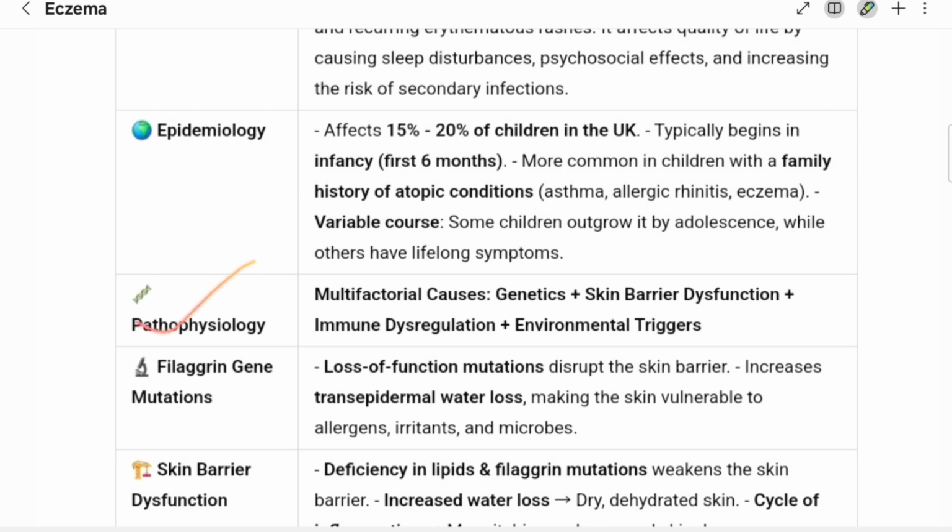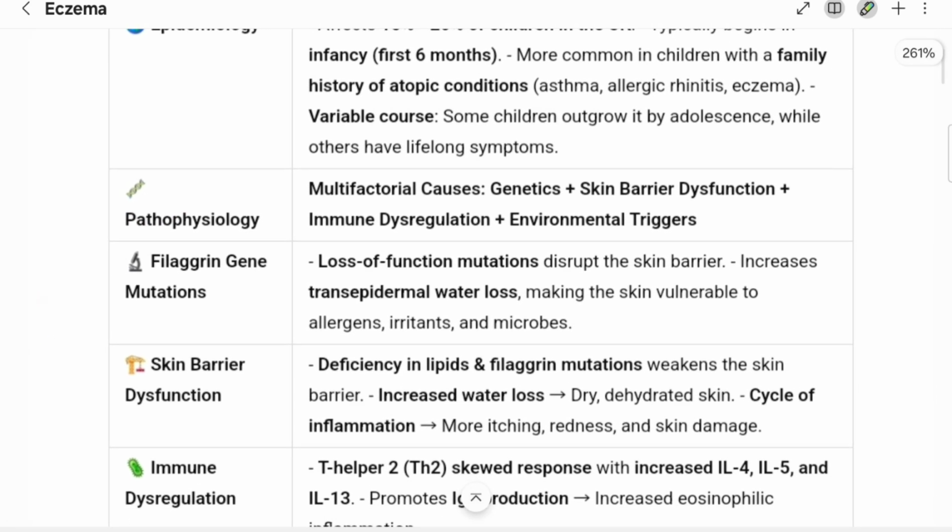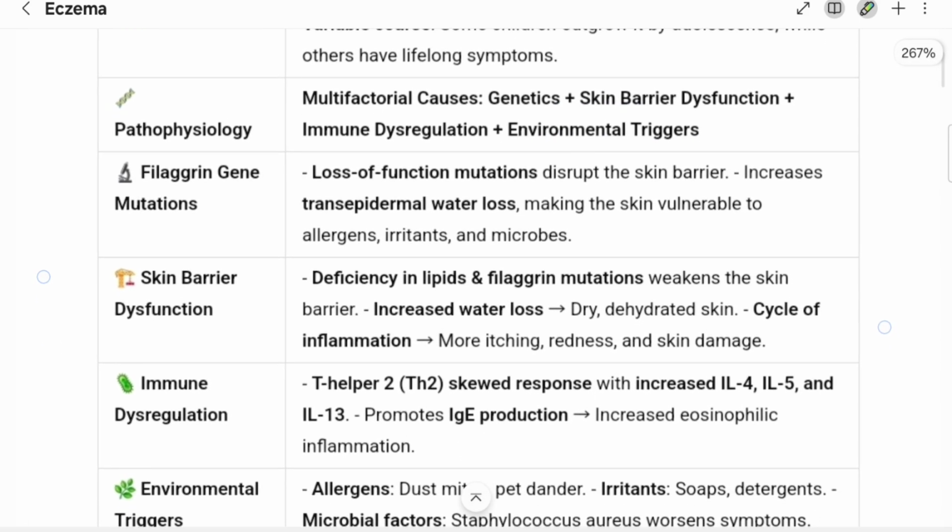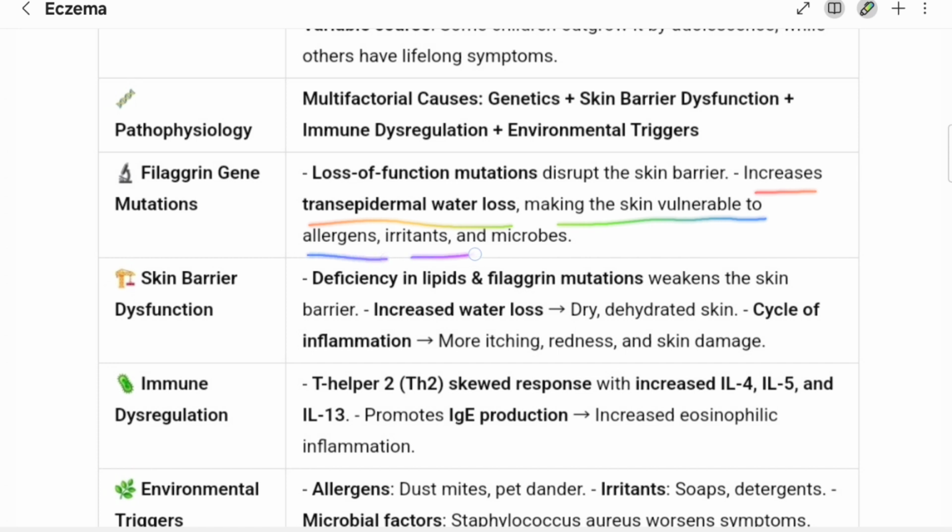And now about the pathophysiology of the disease. There are multifactorial causes including genetics, skin barrier dysfunction, immune dysregulation and also environmental triggers. Let's come one by one. In genetics, there are filaggrin gene mutations, that is loss of function mutations, which disrupt the skin barrier, increase transepidermal water loss, making the skin vulnerable to allergens, irritants and microbes. So the skin barrier function is lost.